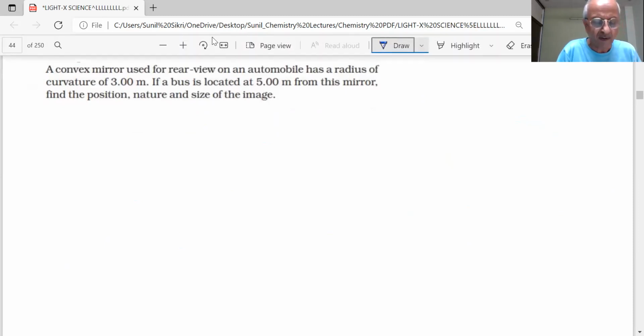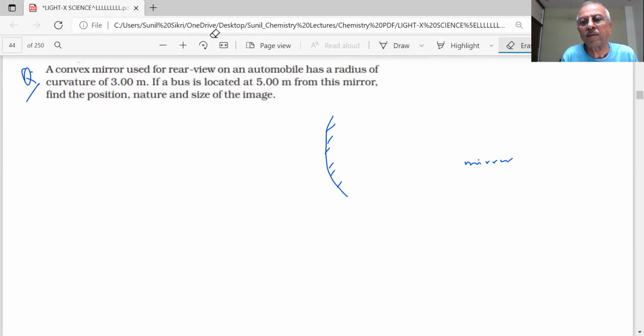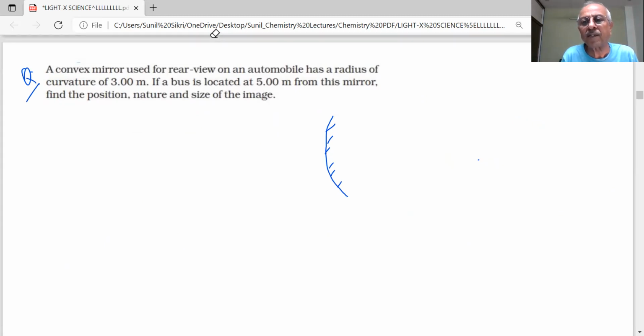How will we solve it, student? Let us see. Question. A convex mirror used for rear view on an automobile has a radius of curvature of 3 meters. Now, what is a convex mirror, student? This is our convex mirror. You know about it. This is the reflecting surface of the mirror. You've already seen it. We have drawn the diagrams for the convex mirror.